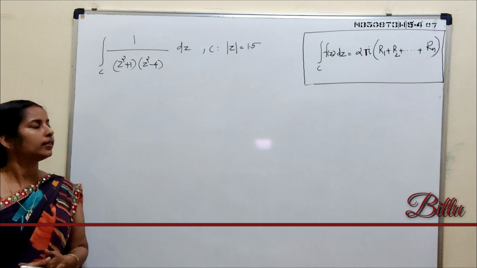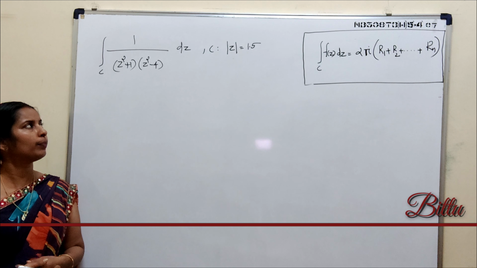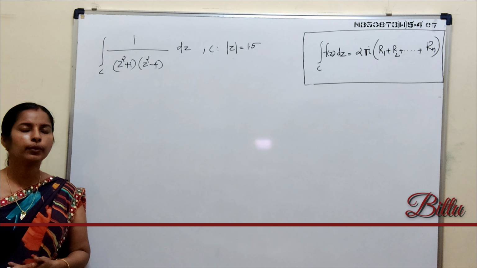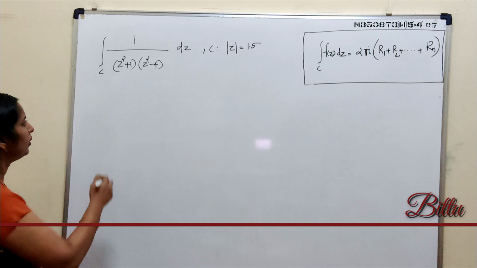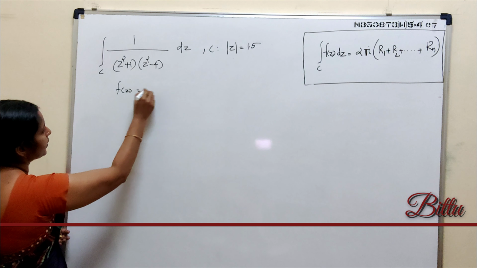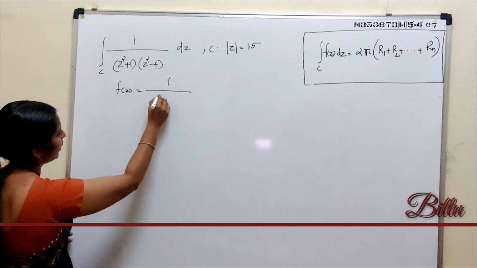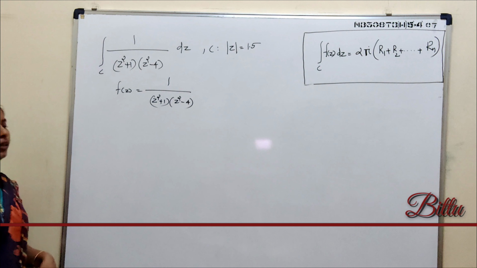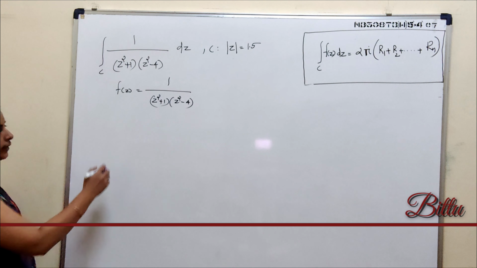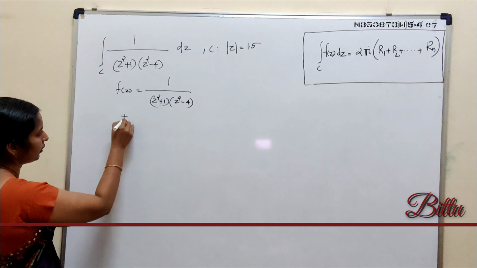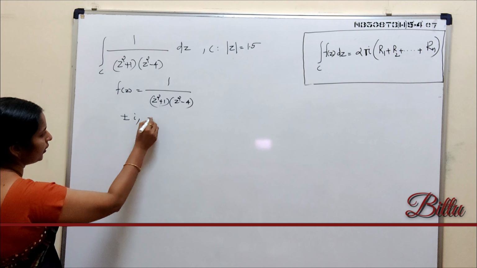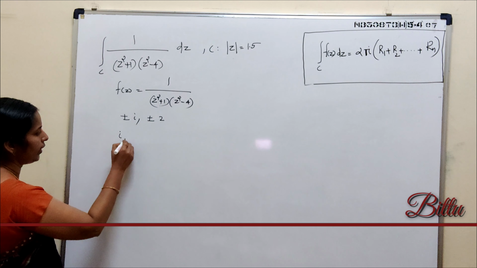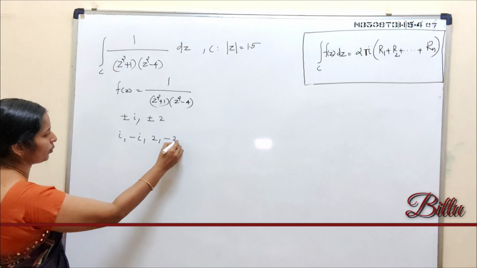Next, we have to evaluate integral over C 1 by (z square plus 1) into (z square minus 4) dz, where C is mod z equal to 1.5. Here you take f(z) as the given function, that is 1 by (z square plus 1) into (z square minus 4). Its poles are, from here plus or minus i, from here it is plus or minus 2. So we have the poles i, minus i, plus 2, minus 2.